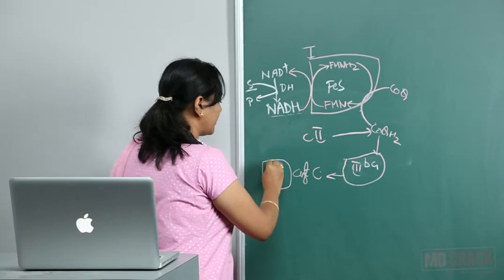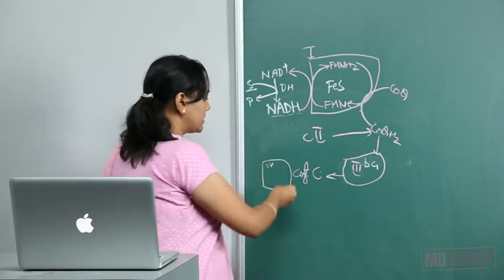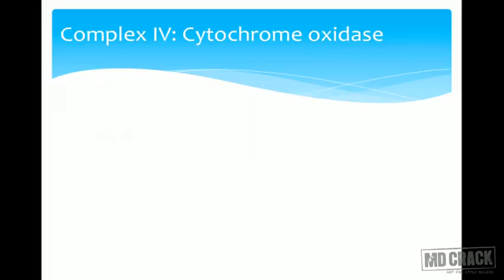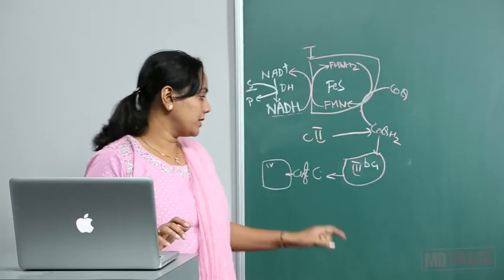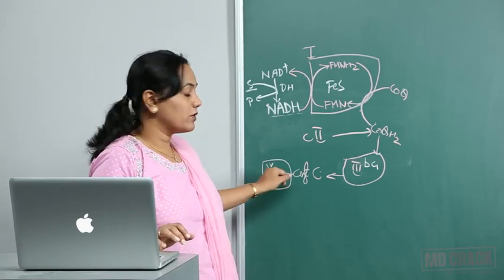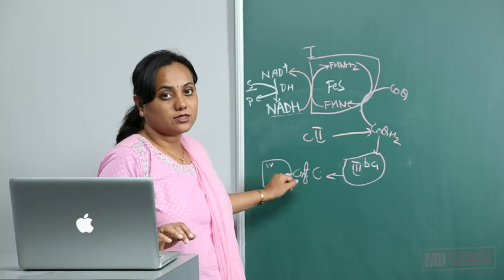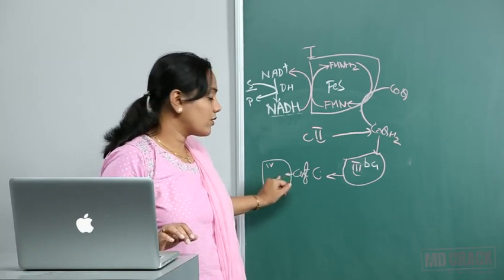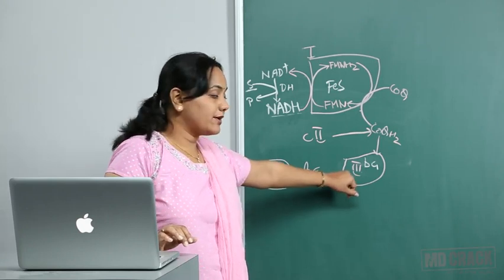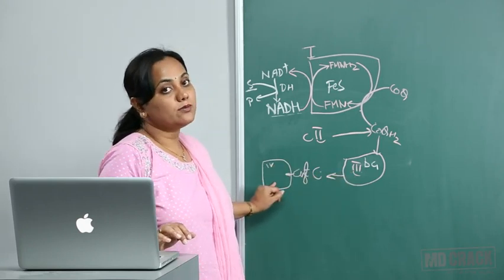So I'll just write it here, complex 4. Cytochrome C is now going to give the electrons to complex 4. So what is happening in complex 4? Complex 4 is the one which is going to react directly with oxygen. It is called cytochrome oxidase. Remember, complex 3 is cytochrome reductase, and this is cytochrome oxidase.